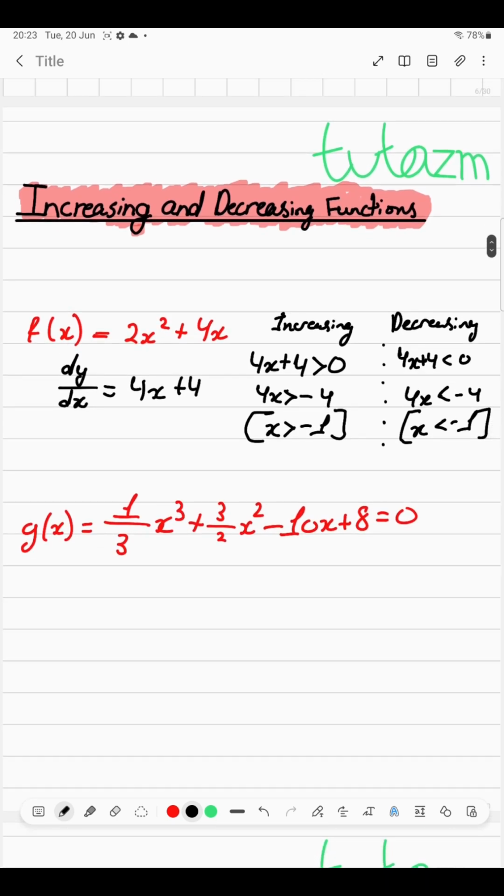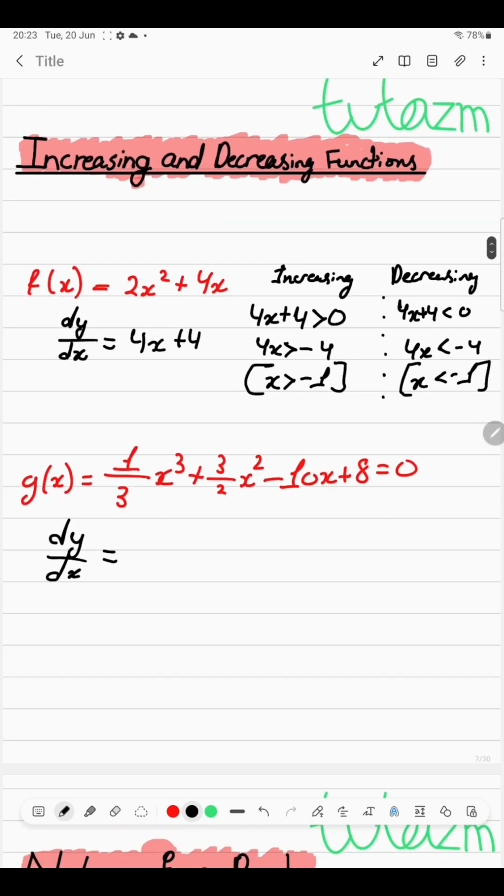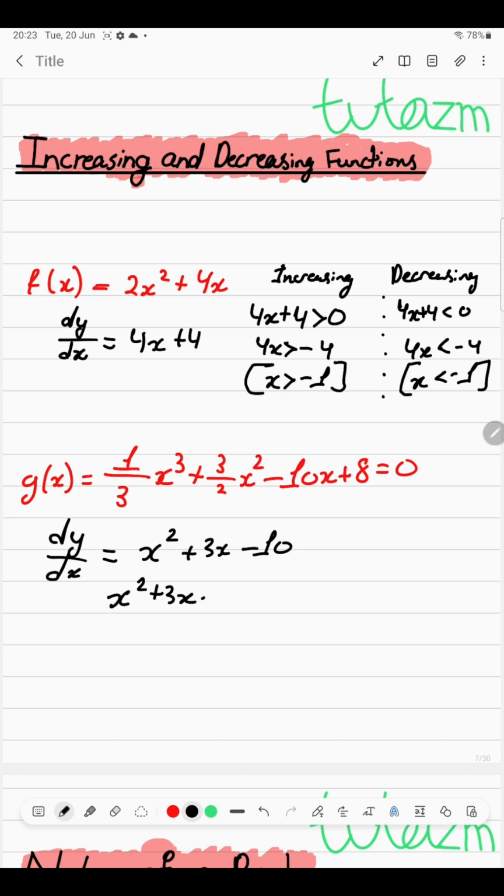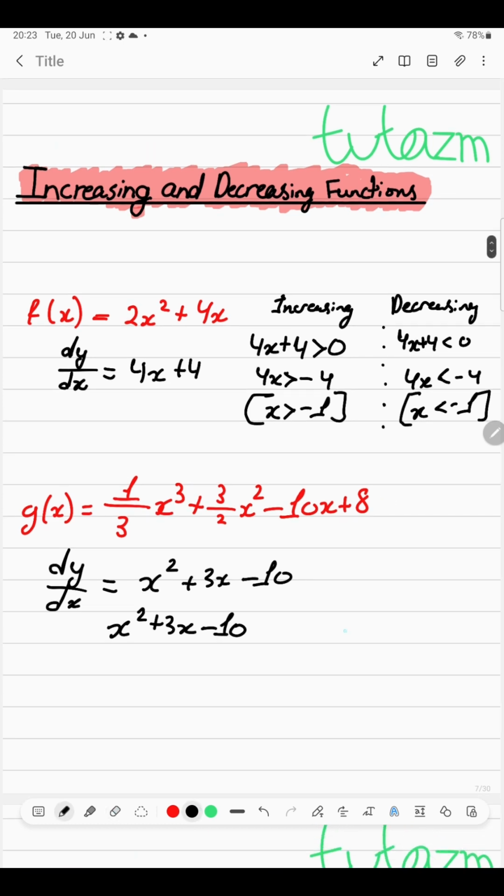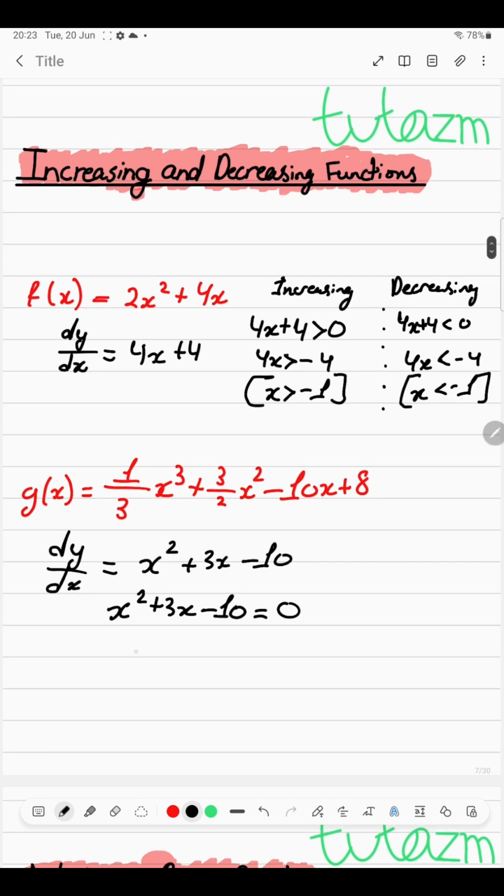Right, this one we'd still differentiate, so 3 over 3 we get just x squared plus 3x minus 10, x squared plus 3x minus 10, and then we set that equal to 0 and we factorize it, so it would be x plus 5, x minus 2 equals 0, so x equals 2 and x equals minus 5.